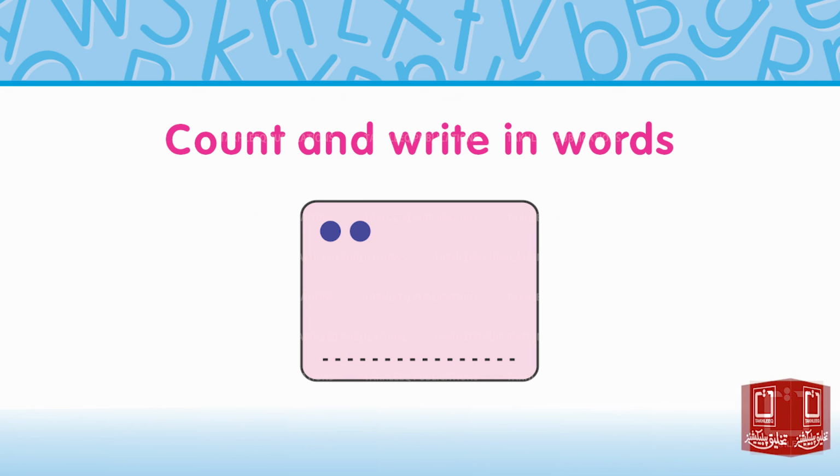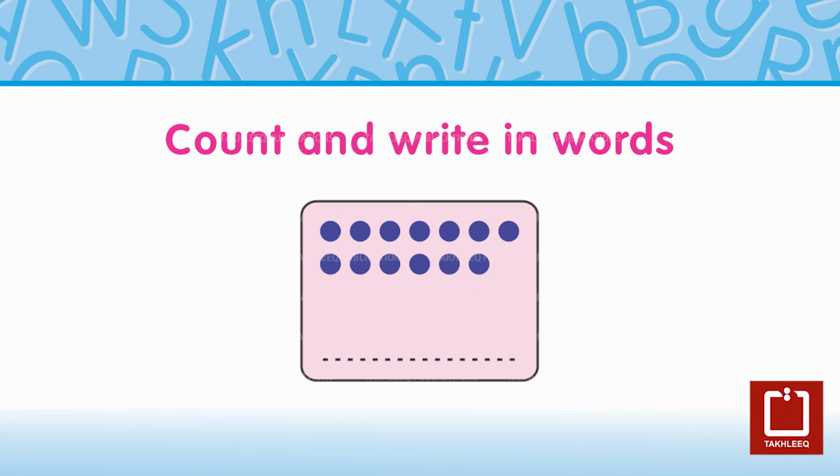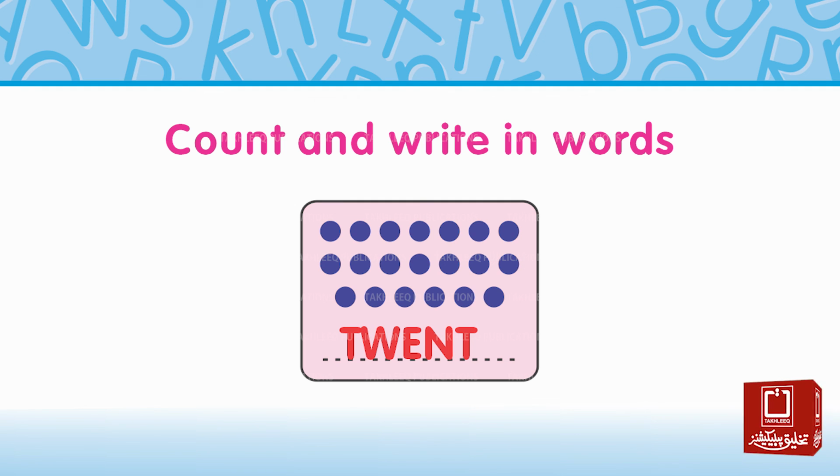1, 2, 3, up to 20. Here are 20 dots. The spellings of 20 are T, W, E, N, T, Y. 20. So we write here T, W, E, N, T, Y.